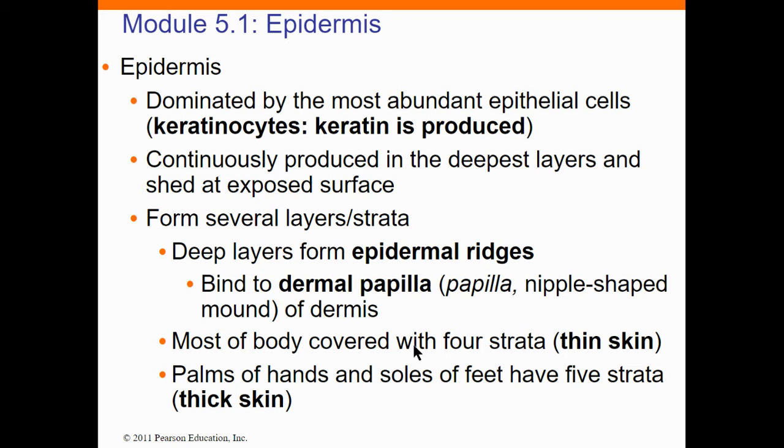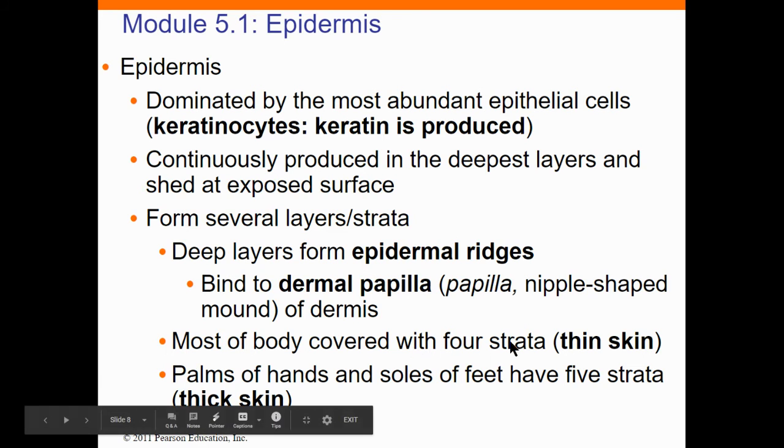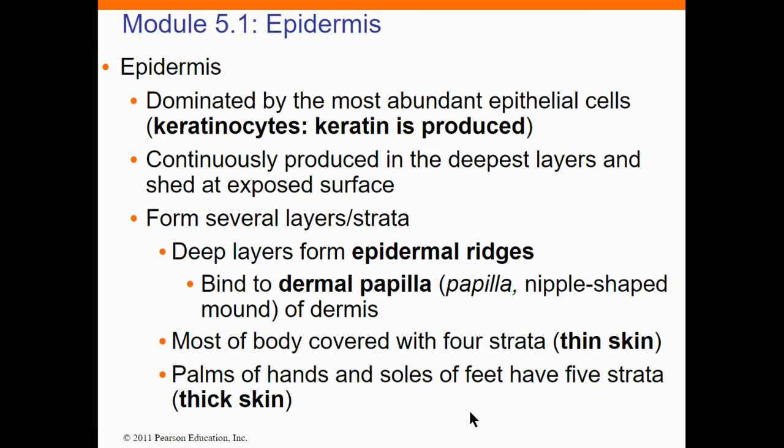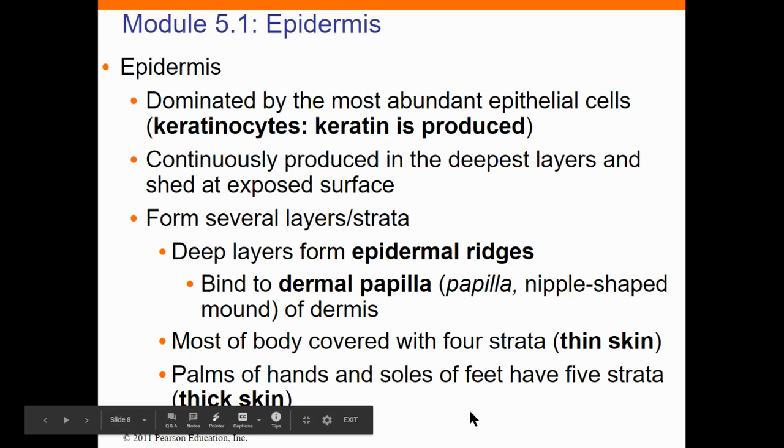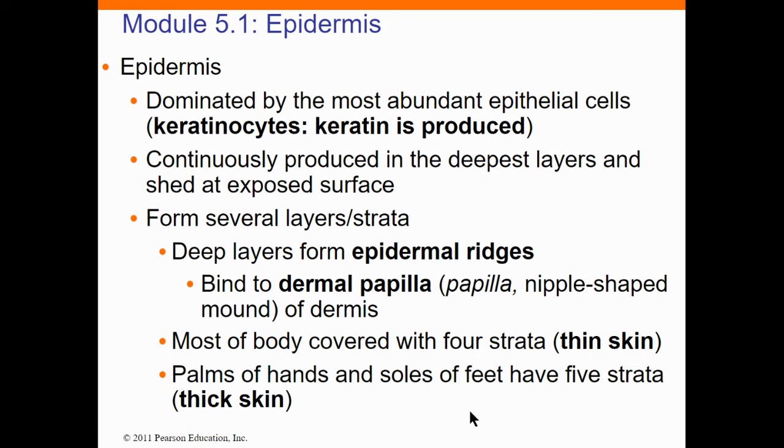Most of your body is covered with 4 layers, and that's called thin skin. So most of your body has only 4 layers of skin. The palms of your hands and the soles of your feet have 5 layers of skin, and that's called thick skin. If you think about it, those are the areas that have the most mechanical and chemical stress. You're using them to touch everything and to walk on, so they have an extra layer called the stratum lucidum that your thin skin does not have.